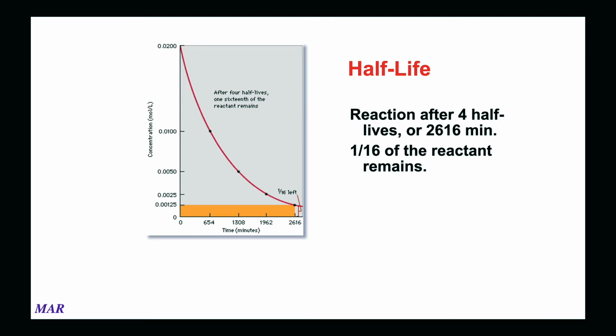Why stop there? 4 half-lives would be that 654 times 4, or 2,616 minutes. You can see that you're now down to 0.00125 molar. That's 1/16 of the original concentration. So half-life has some uses for it, but it's also interesting because you might at first think that, oh, these reactants will go automatically to 0. Well, not usually, and that's something we're going to start to explore both in this chapter and in Chem 223.